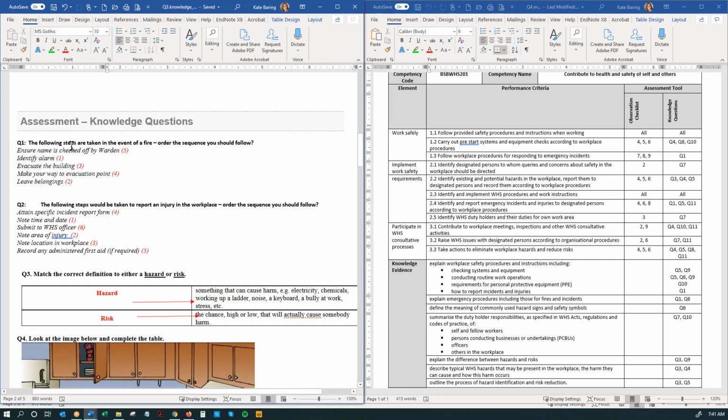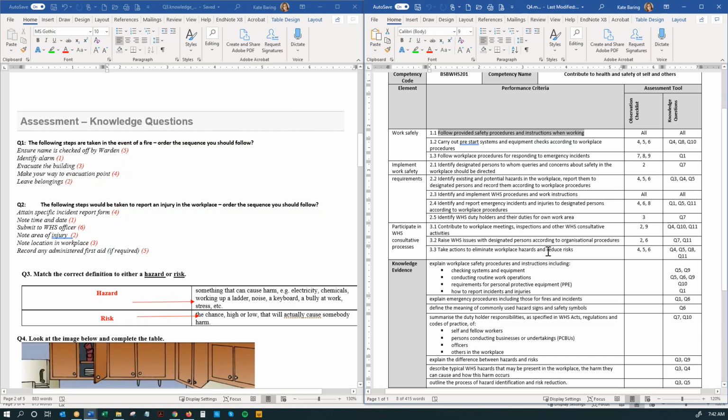So the first question was to do with what steps are taken in the event of a fire. We label it as question 1 here in our knowledge questioning, and over here you can see that question 1 is covering the workplace procedures for responding to emergency incidents. Once we've written question 1, we would put a 1 over here. But question 1, where we're following steps taken in the event of a fire emergency, is also part of following provided safety procedures and instructions when working.